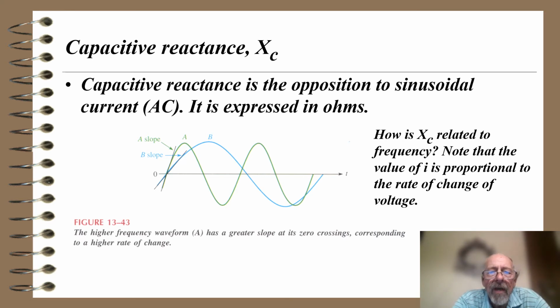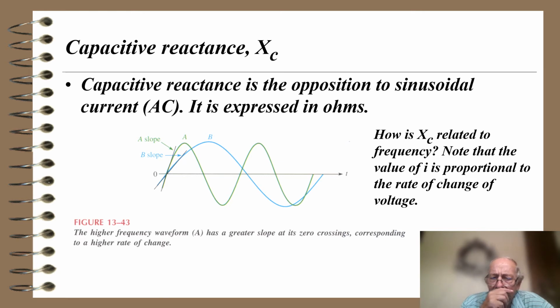Resistance is resistance to the flow of current, DC or AC, due to a resistor. So capacitors and inductors have what we call reactance, which is their opposition to the flow of AC in a circuit they're connected to, due to the fact that they have to charge and discharge, or build up a magnetic field and de-energize a magnetic field. Capacitive reactance we call X sub C, and it's the opposition to sinusoidal current, AC. It's expressed in ohms. And here's figure 13.43, where the higher frequency waveform A has a greater slope at a zero crossing, corresponding to a higher rate of change.